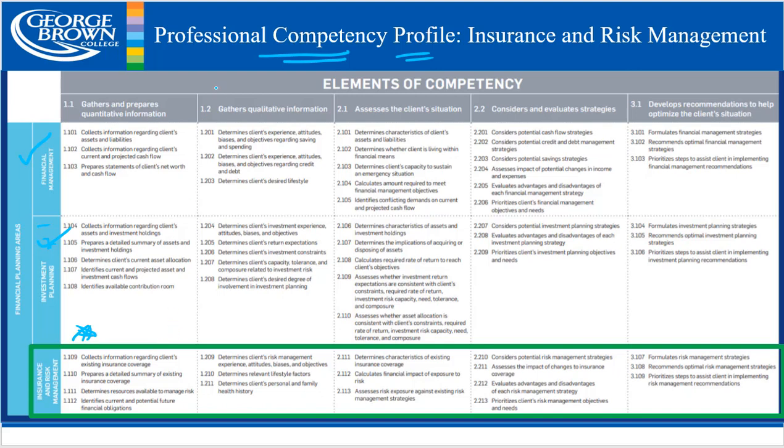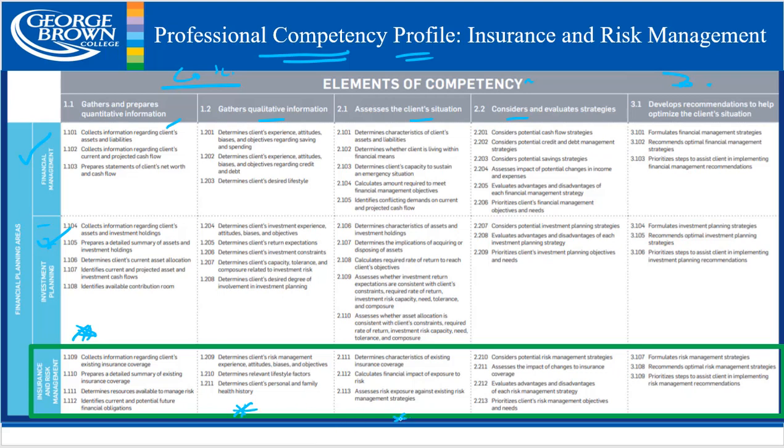And the process is going through the collection of quantitative and qualitative information, and then assessing the client situation and considering and evaluating strategies, and then finally developing that into a recommendation. So we have collection, analysis, and recommendation as the 3 stages, and that's the process. So the framework is the competency profile, and the process is going through the 3 stages. Okay, so again, I have it here for insurance management.